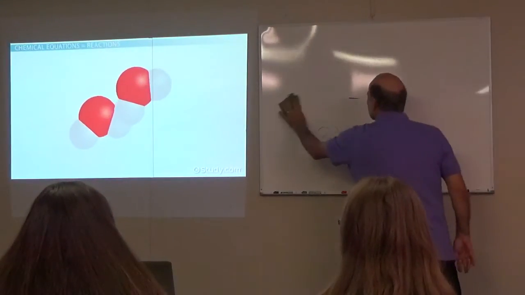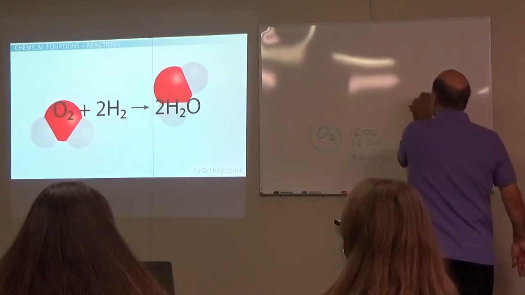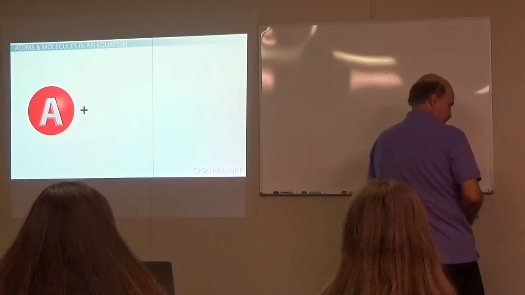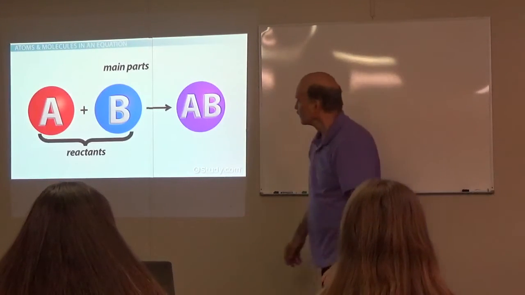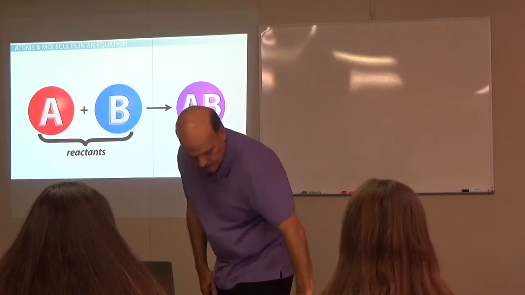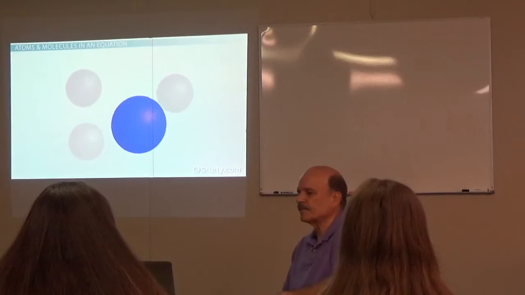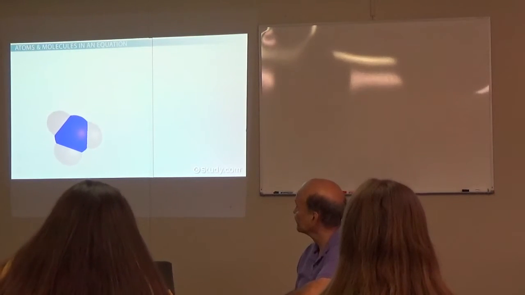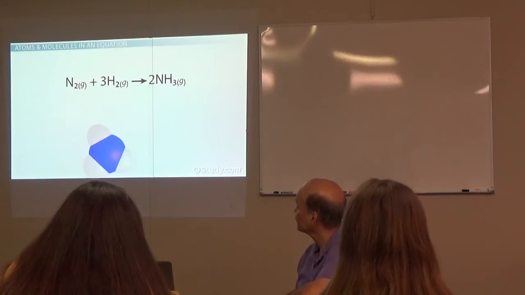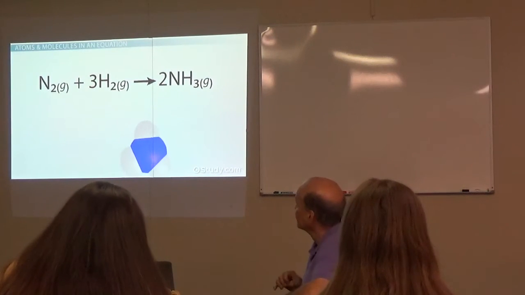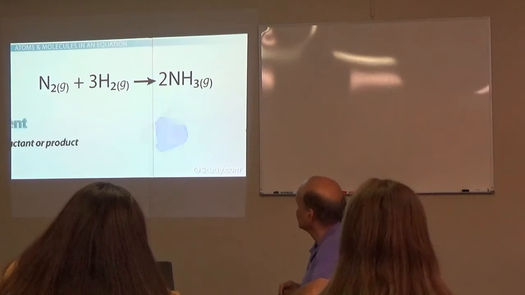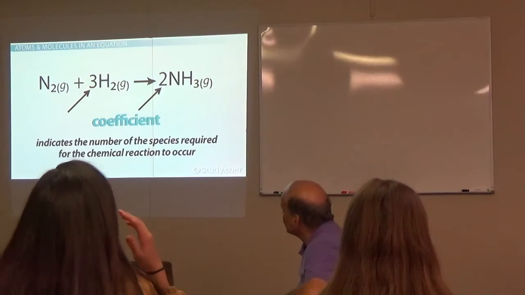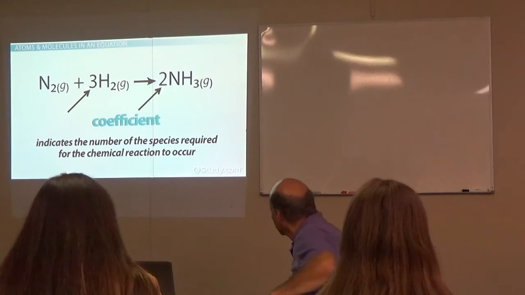To help us understand how the matter was rearranged, we use chemical equations to symbolize what chemical changes have taken place. As you've learned, the main parts of a chemical equation are the reactants and the products. Information provided in chemical reactions involves the number of atoms and molecules in a chemical reaction, shown with coefficients and subscripts. A number in front of a reactant or product is a coefficient and indicates the number of the species required for the chemical reaction to occur.